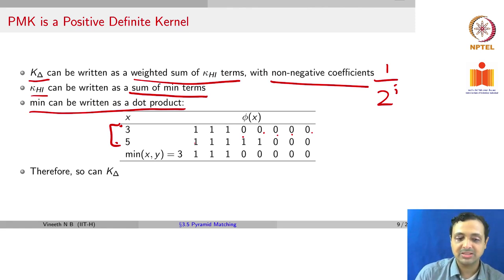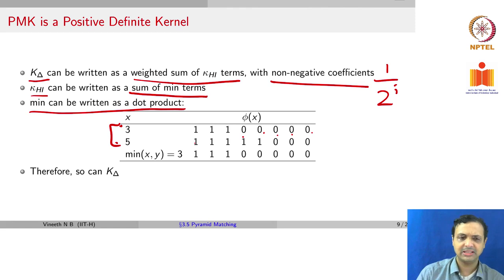The sum of min terms can also be written that way, and a weighted sum of such kappa hi terms with non-negative coefficients can also be written this way, which means you can write your entire k delta as a positive definite kernel. In case there are parts that are not clear to you, please go ahead and read the pyramid match kernel paper to get a better sense of this.